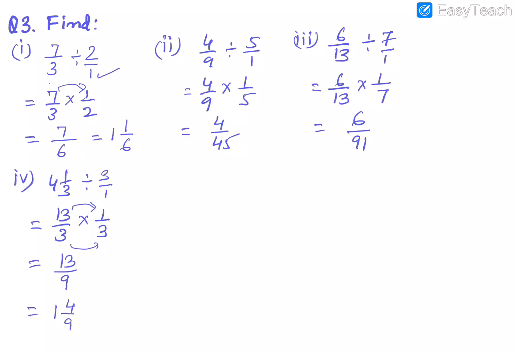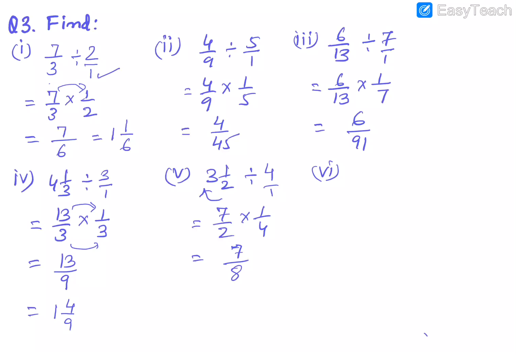Fifth part, 3 and a half is divided by 4. Changing this into an improper fraction, 2 3's are 6 plus 1, 7 by 2 into 1 by 4. 7 1's are 7 by 4 2's are 8. This is the answer. This is a proper fraction, so it cannot be divided.